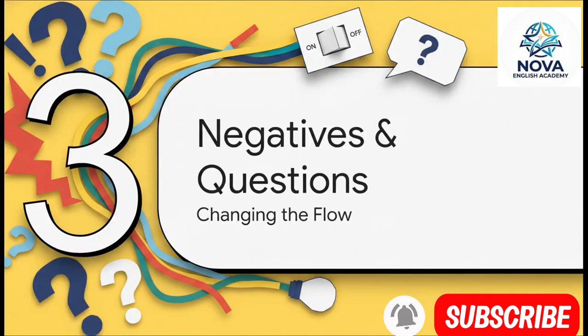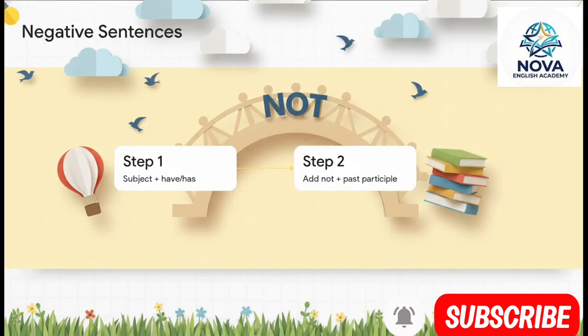All right, Section 3, negatives and questions, changing the flow. Now we need to look at the simple two-step transformation to turn a positive sentence into a negative one. Step 1, start with your affirmative sentence, like I have seen that movie. Step 2, just add the word not right after have or has. Boom. I have not seen that movie. That's the whole shebang. You just drop the not right into the middle of the bridge.